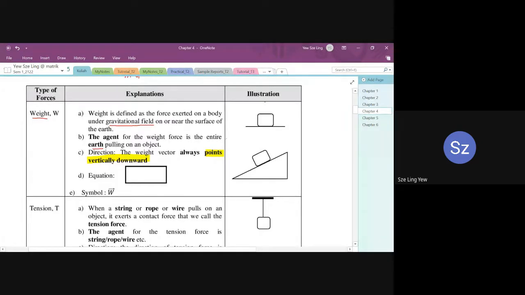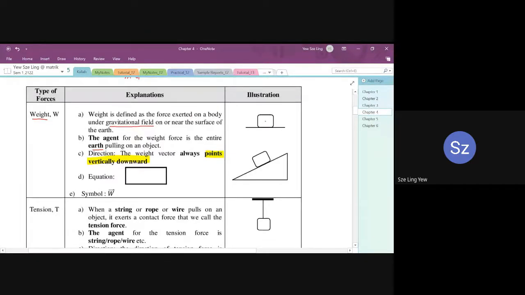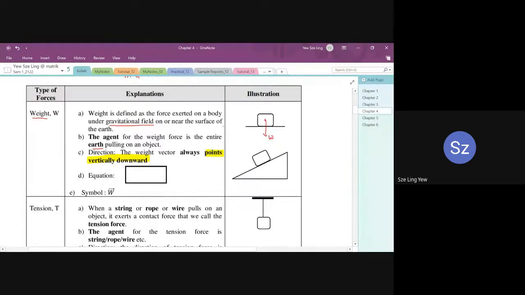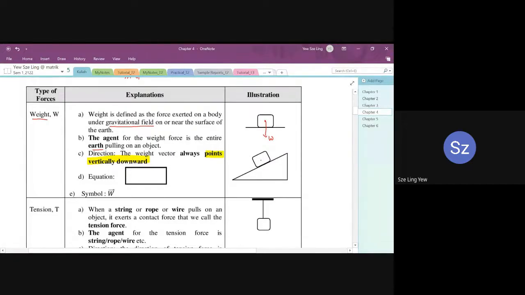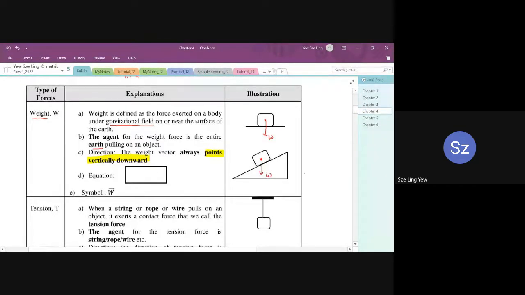So let's see. If you look at the diagrams on the right hand side, first you have an object, you place it on the surface. So this one, obviously, W is straight away going down. This is our W. Now, how about the object on the slope surface? If you look at the words that I highlighted here, it tells you it doesn't matter where the object is or how you place it, the direction of the weight vector is always downward. So even if you put it on a slope surface, this is how it looks. This is the weight. It is always pointing downwards. It doesn't matter how you put it.